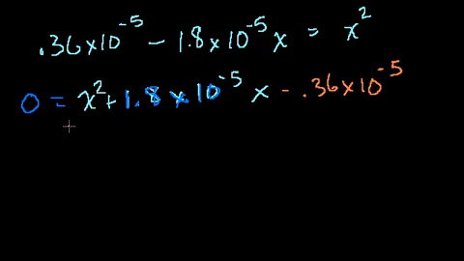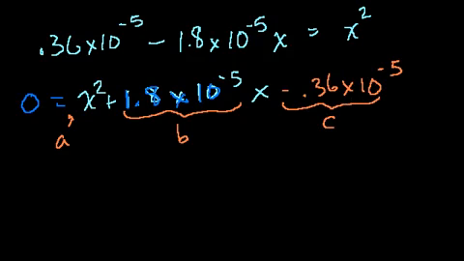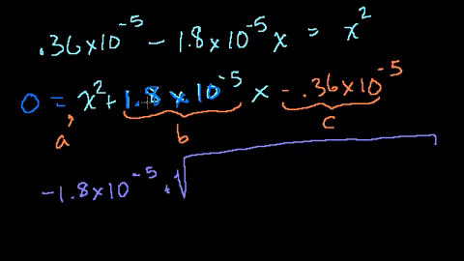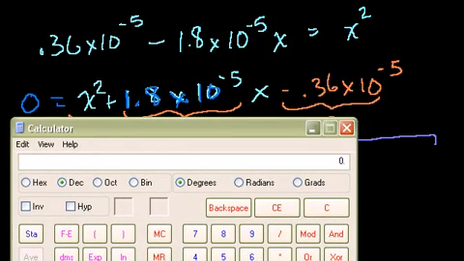So this is a is 1, b is this, and this is c, and you just apply that in the quadratic equation. So you get minus b. So you get minus 1.8 times 10 to the minus 5 power, plus or minus. We'll only have to do the plus, because if we do the minus, we'll end up with a negative concentration. So plus the square root, I have to do a lot of math here, of b squared. So it's 1.8 times 10 to the negative 5, so it's 1.8. If you square it, it's 3.24.